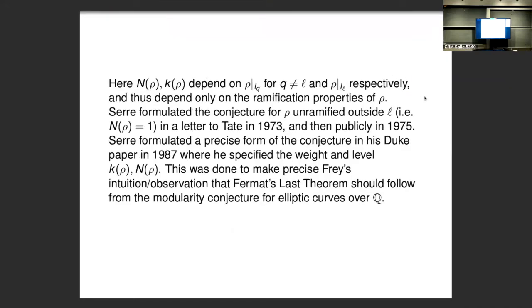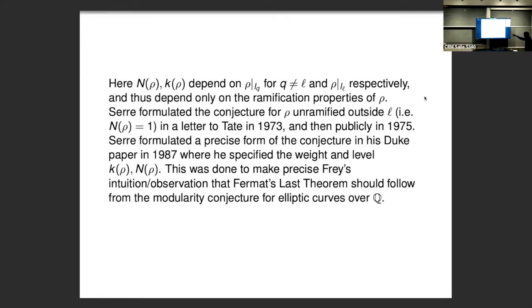When Serre first made this conjecture, he did not really specify the optimal weight and level part of the conjecture. He formulated it to Tate in 1973 in the level 1 case, when these representations are unramified outside L. And immediately Tate proved this conjecture for L equal to 2, a beautiful elementary argument using Minkowski's theorem about bounds on discriminants and so on. Serre formulated this conjecture to Tate in '73, and then published it in some volume in 1975.